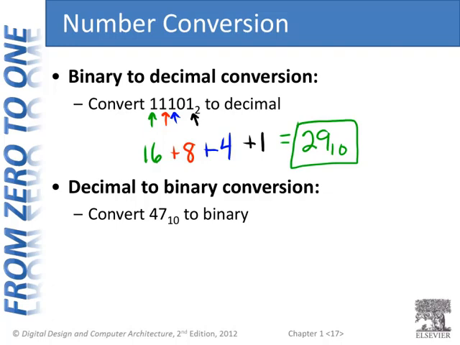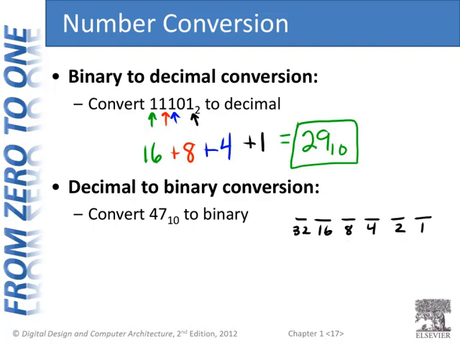First, we get the largest power of 2 that fits in the value 47. 1, 2, 4, 8, 16, 32, 64 is too big. So again, I recommend writing down these column values: the 1's place, 2's place, 4's place, 8's place, 16's place, 32's place. Again, remember the 2 to the 0, 2 to the 1, 2 to the 2, 2 to the 3, 2 to the 4, and 2 to the 5's place.